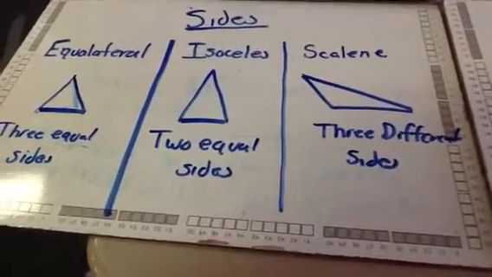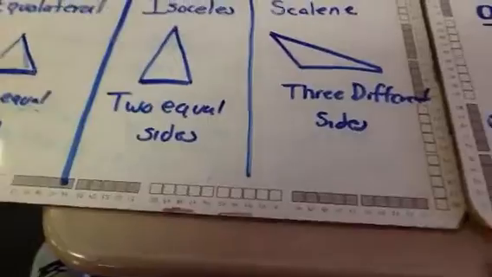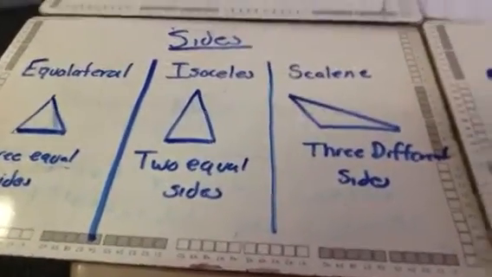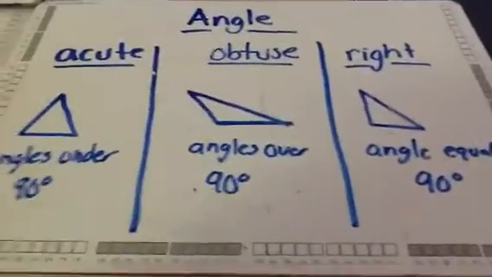Good afternoon. Today we're going to be working on classifying triangles. I have two different ways I can classify a triangle. We're going to start off by talking about the one we've already done. We can classify them by sides and angles.